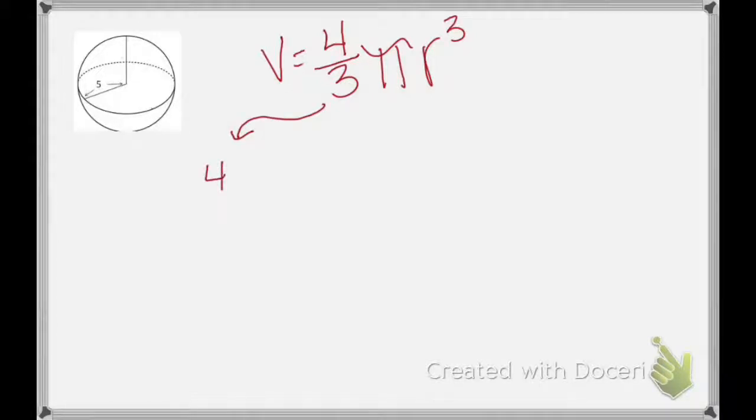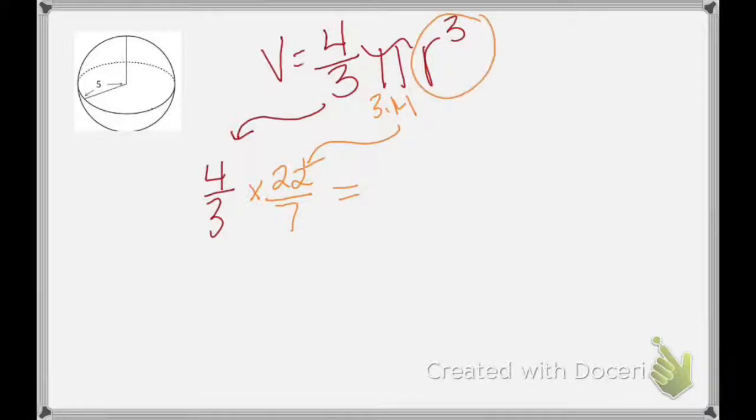So I have 4/3, and something that you will also notice in your formula chart is that pi, we usually say it's 3.14. However, there is a fraction for it, and it's also in that formula chart. That formula chart tells you that the fraction for pi is 22/7. Okay? And after multiplying these two, we'll be able to multiply our radius cubed with it.